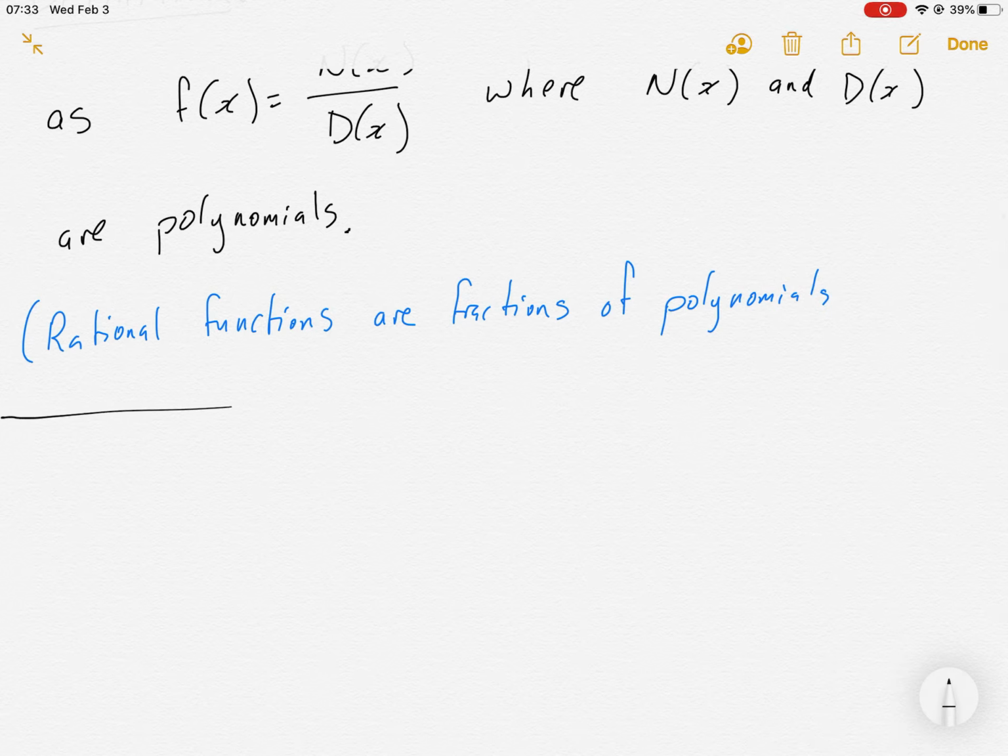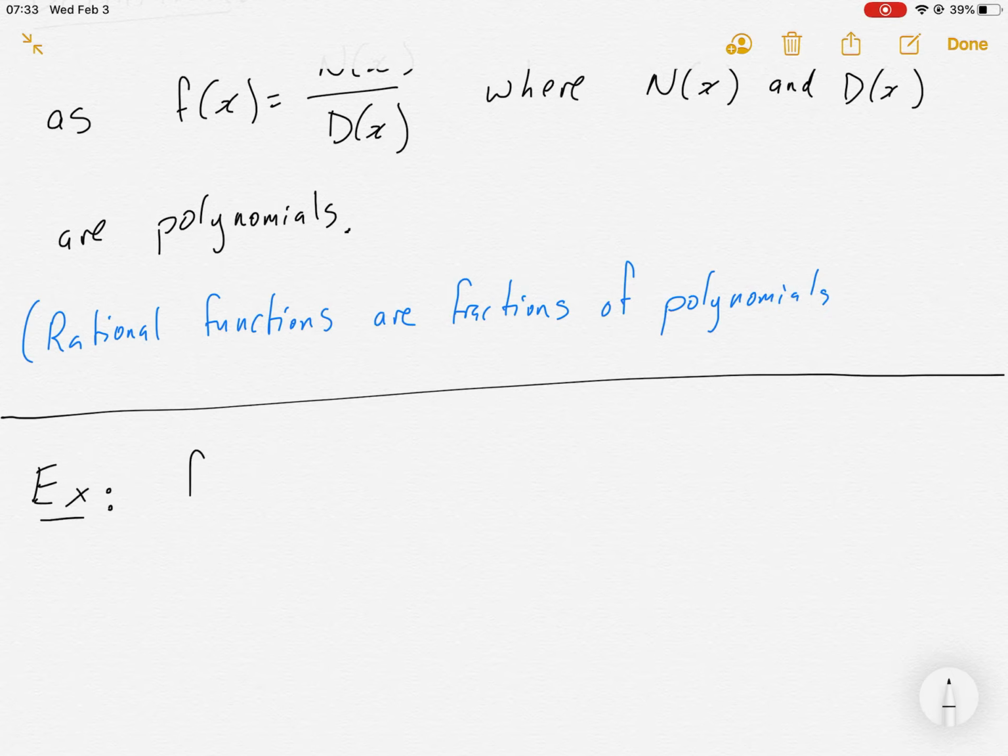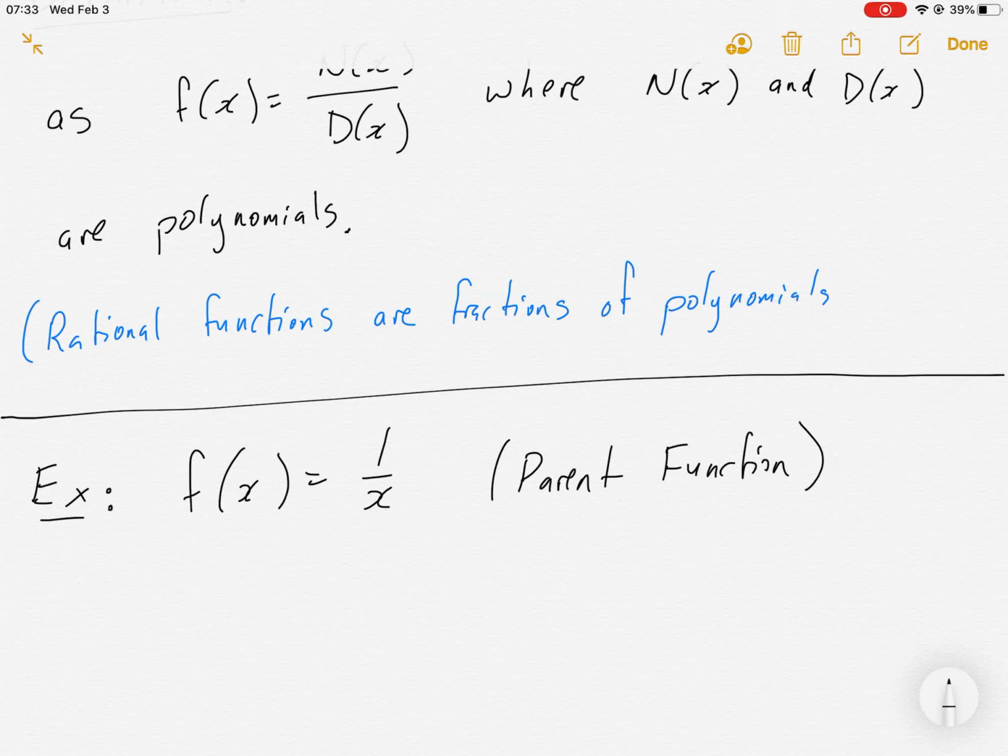So let's get right into an example, and I'm going to show you the graph just so we kind of know what we're working with. So we're going to start off with the function f of x equals 1 over x. Now this is sort of considered the parent function of all rational functions. It doesn't quite work for all of them, but this is really going to be the most common one. This should be your go-to. When you picture a rational function, this is what you should picture.